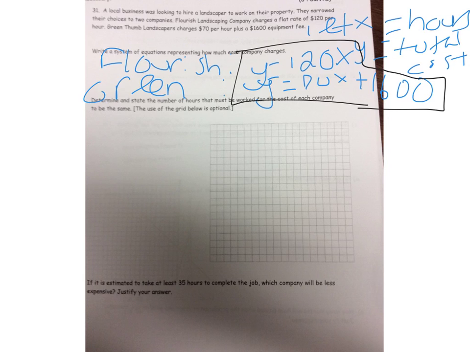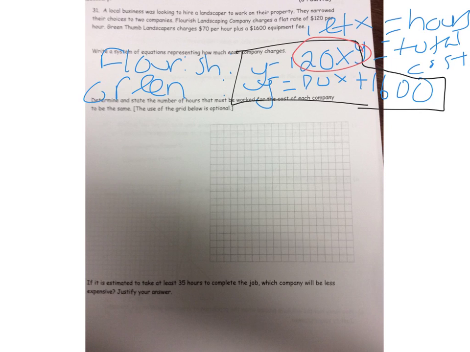You don't have to use the graph. You can if you want. You can graph them. Just make sure that you get an appropriate scale unit so that you can get 1,600 for a y-intercept. But you don't have to. You could use what I would suggest is the substitution method.